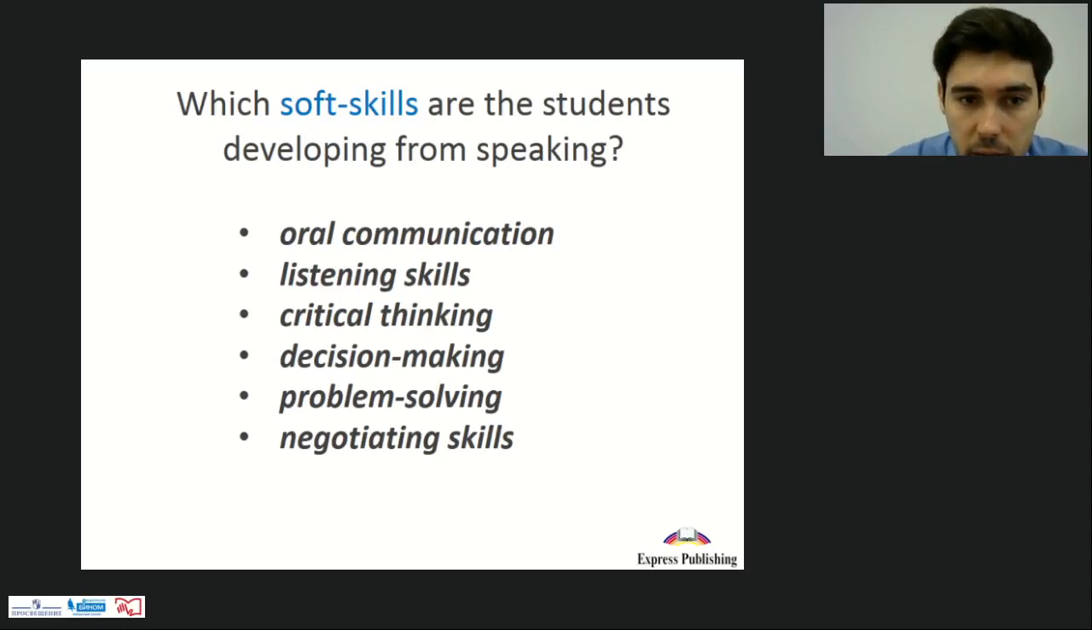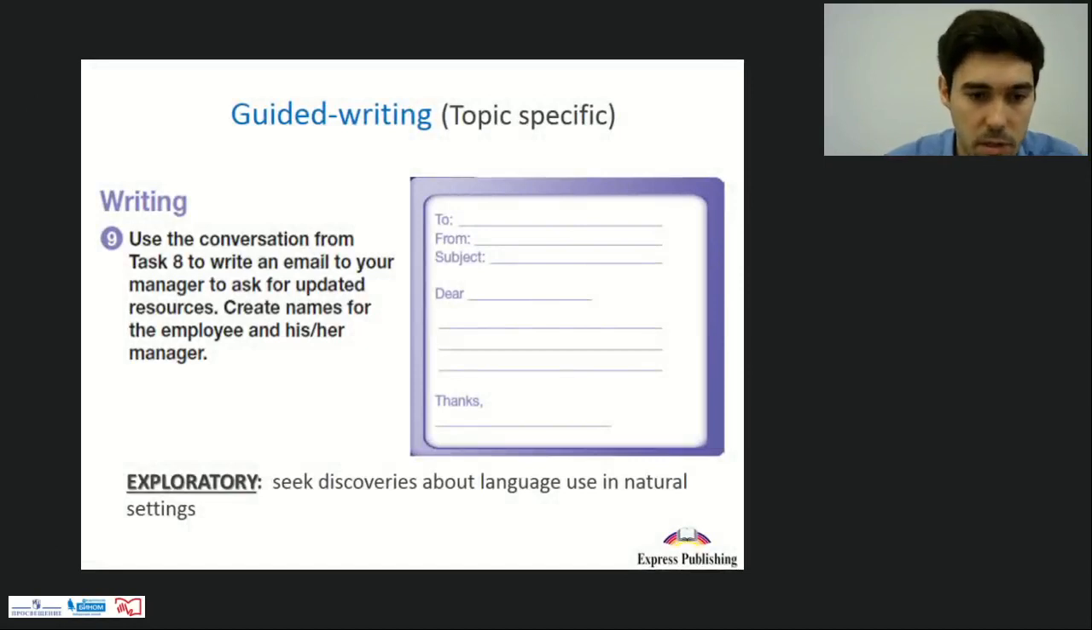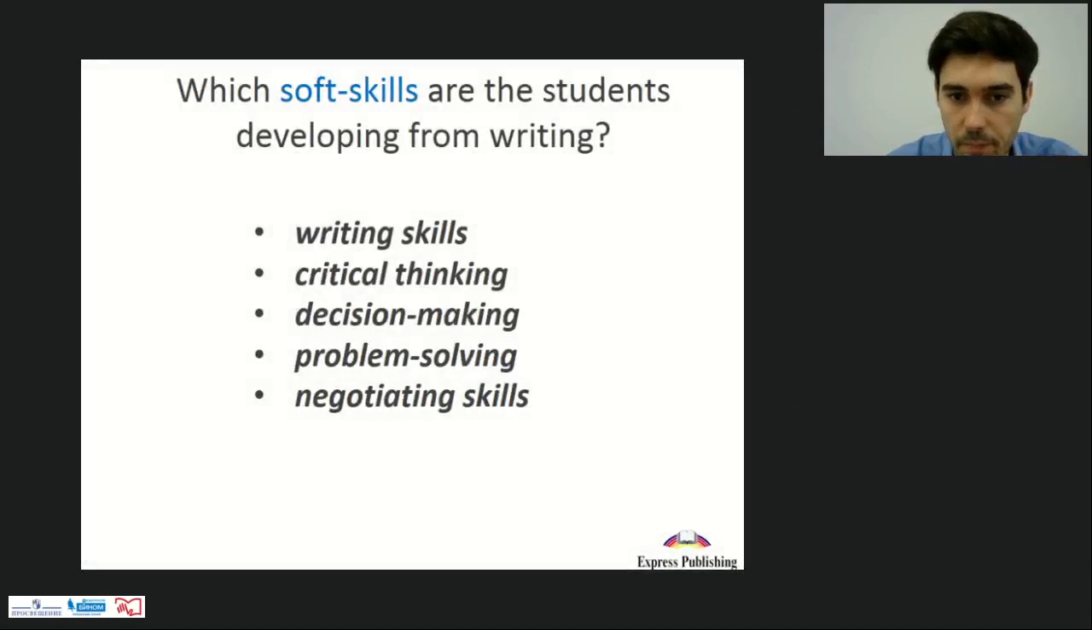And finally, with our guided writing topics, we can use all the vocabulary we've used to create an email. In this exercise, we're using an email. So we're using conversations that students have already used. We're using a model. The students use the model to create their own email. So we're developing our writing skills here, and the students will be able to effectively develop their writing skills in this way. In this way, it's exploratory, and it will seek discoveries about the language again, as students will be writing a realistic email with the embedded vocabulary. As we said before, these are some of our soft skills that we'll be developing from the writing activities.